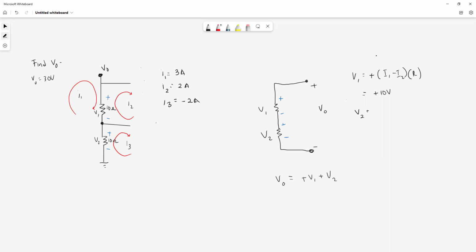And for V2, we have only a single current, which is I3. Based on this, we see that the current I3 is entering the negative terminal of the resistor, meaning that you need to have negative I3 multiplied with its own resistor value. Then you substitute the value of I3, so it will be negative 2 multiplied with 10 ohm, and you will receive 20 volts. So VO is 10 volt plus 20 volt, which is 30 volt. I think you understand this one.